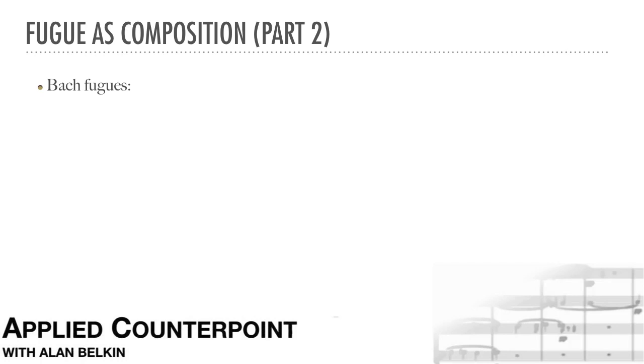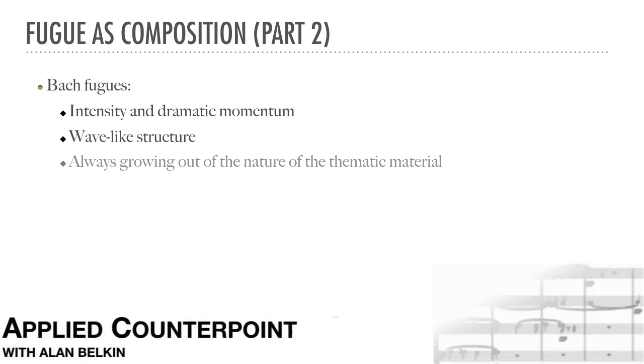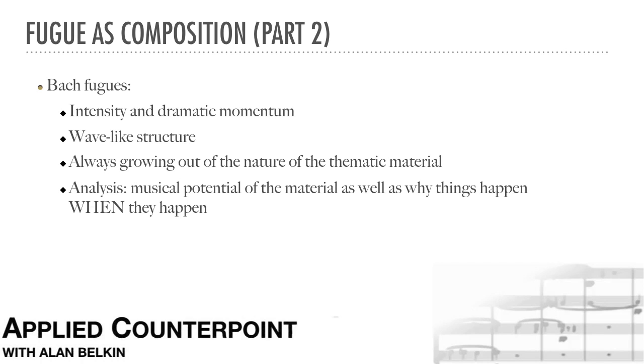This fugue, like so many by Bach, is notable for its sheer intensity and its dramatic momentum. We could look at 5 other great fugues by Bach, and although all of them would show this same wave-like structure, the details would be different, always growing out of the nature of the thematic material. This last point is central to understanding any great composer's music. Beethoven and Mozart wrote many pieces in sonata form, but the details are always different, determined by the material. An insightful analysis must begin to explain how they emerge from the musical potential of the material, as well as why things happen when they happen.